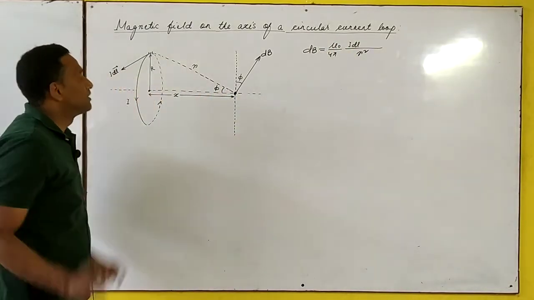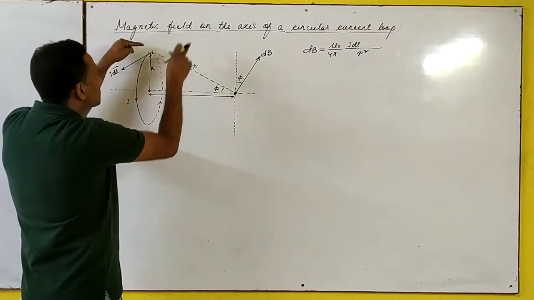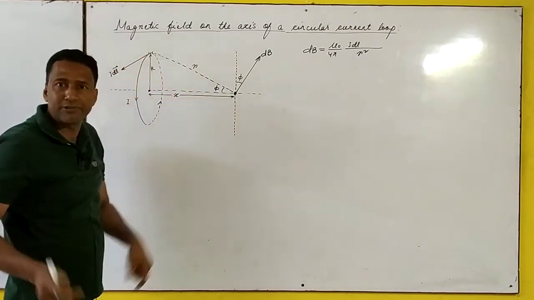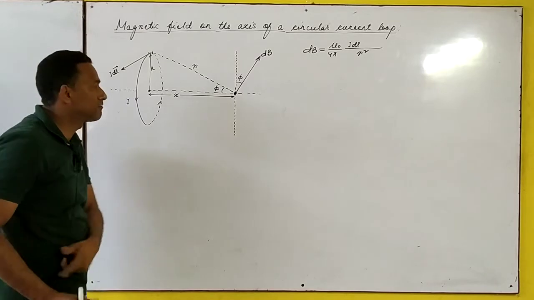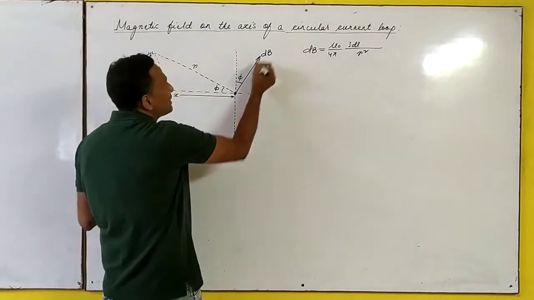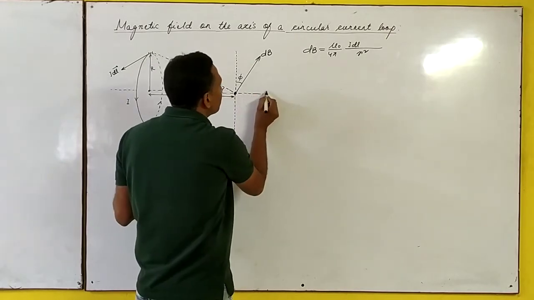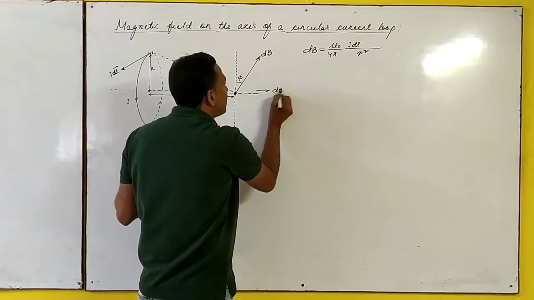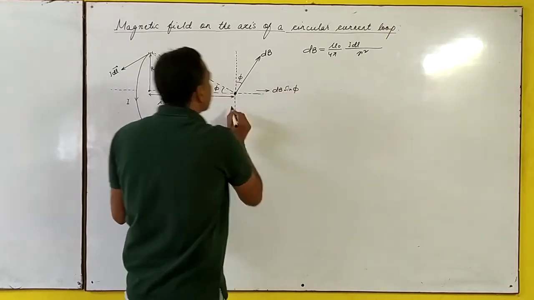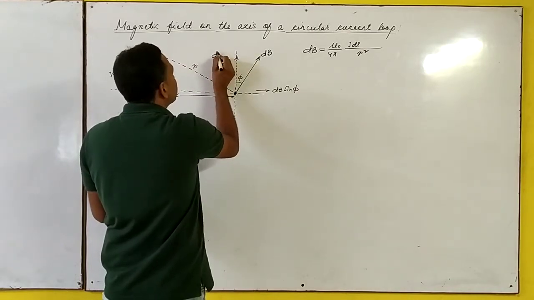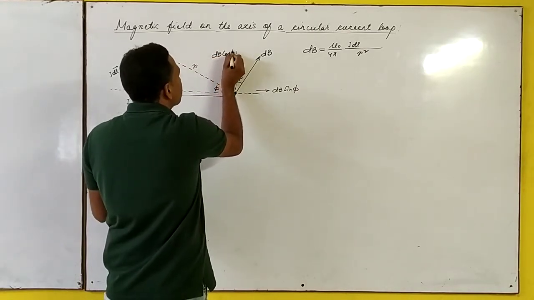Fine. So keep in mind, what is r? r is root over R square plus x square, Pythagoras theorem. That we are going to put at last. Now this magnetic field dB is a vector quantity and can be resolved into two components. One component will be going this side. What is that? It is dB sin phi. One component is this side. What is that? It is dB cos phi.